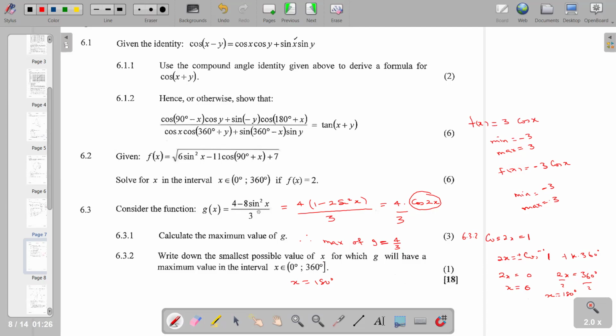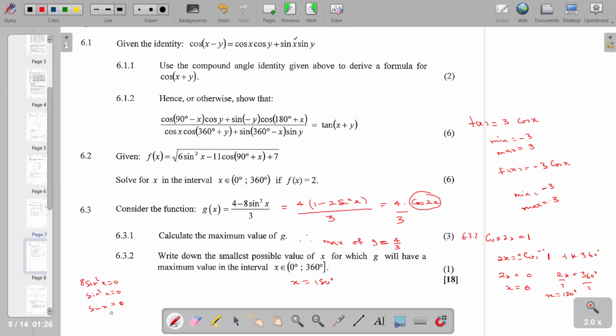Alternatively, since we said our maximum is at 4/3, it means this whole part must be equal to 0. So if we use that, we'll be having minus that whole part, which is 8 sine squared x, must be equal to 0. In other words, this ratio must be equal to 0. So sine squared x must be equal to 0. If we square root both sides, sine x will be equal to 0.